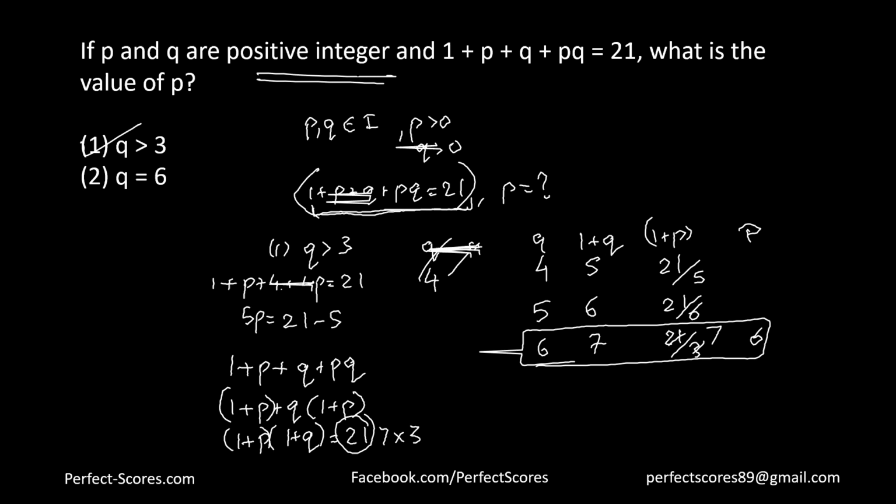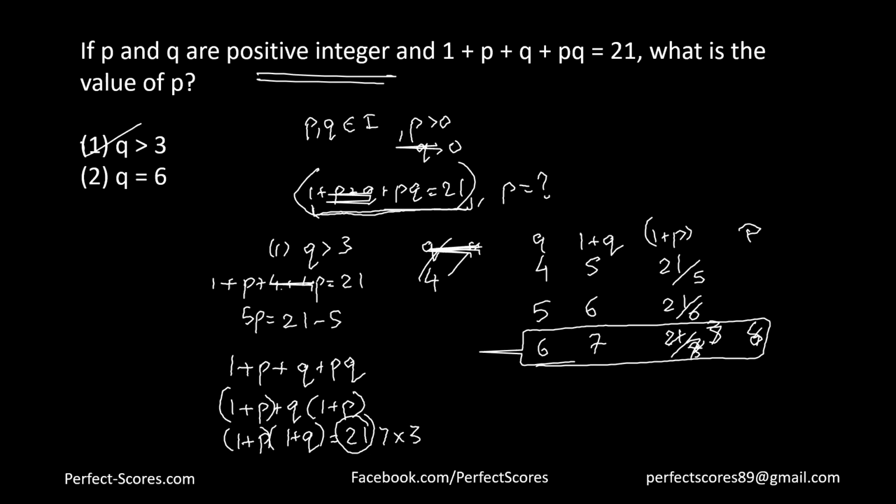Did you guys understand what I did here? Any questions? Yes, but there's a small miscalculation. 1 plus P would be 21 by 7, not 21 by 3. Oh, 21 by 7. Okay, fine. Though we understood, so it's fine. Yeah, but still that will give you the same answer.